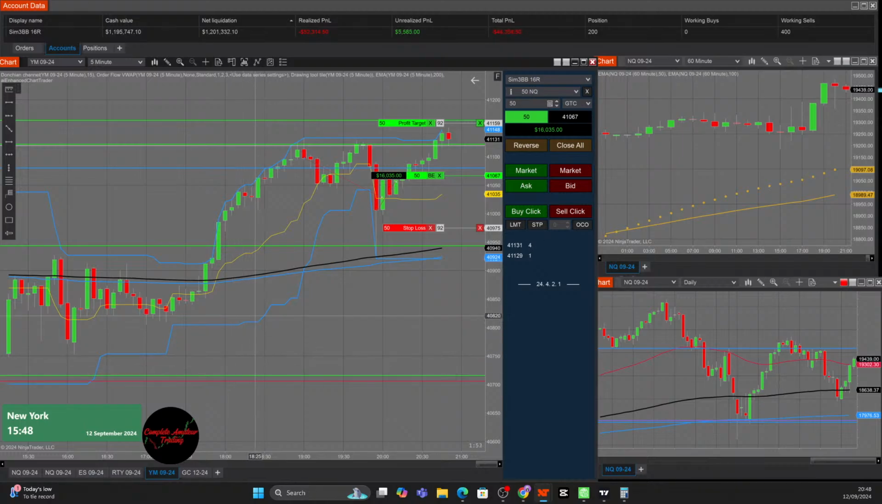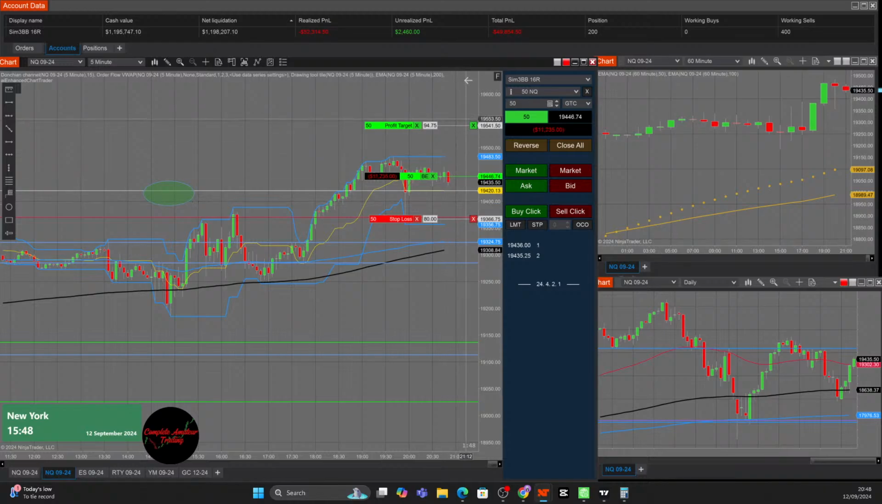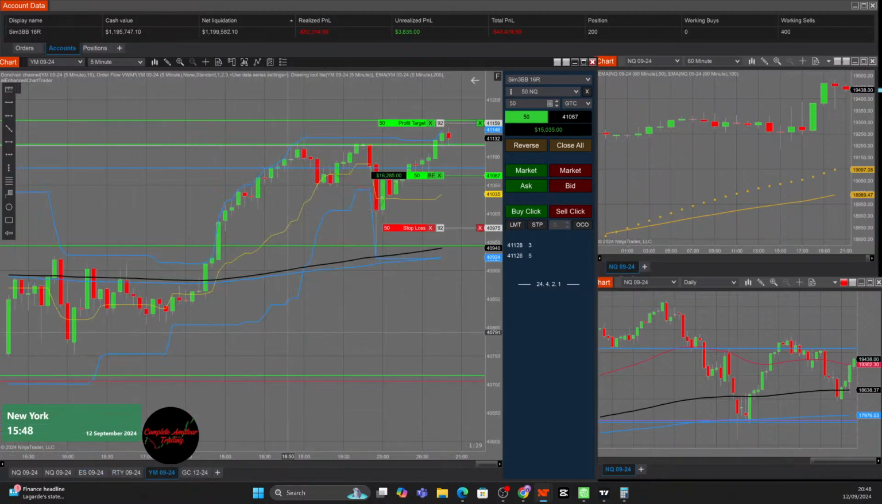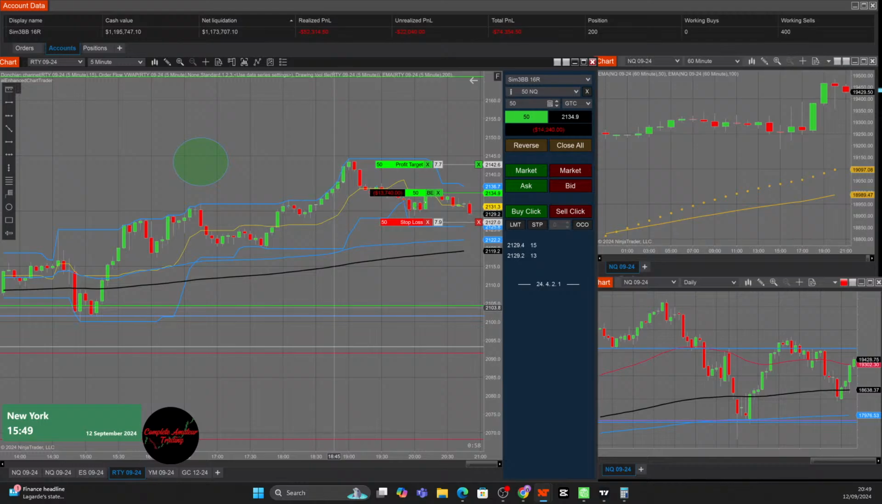Hoping this is a fake out move to the downside on NQ. Fake out for it to go higher, but you just don't know when it comes to the end of day. Seeing gold rally. Come on. Yeah, this RTY definitely seems like it's coming for this stop.